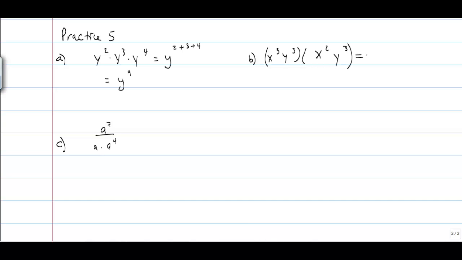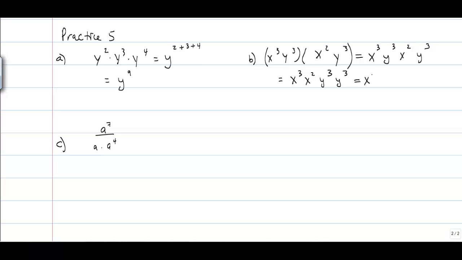For question B, we need to remember that multiplication is commutative. That is, I really didn't need these parentheses because this is all multiplication. And I can rearrange this so my x's are together and my y's are together.